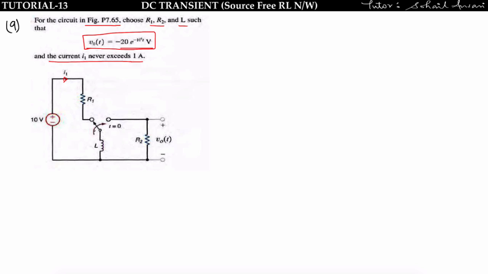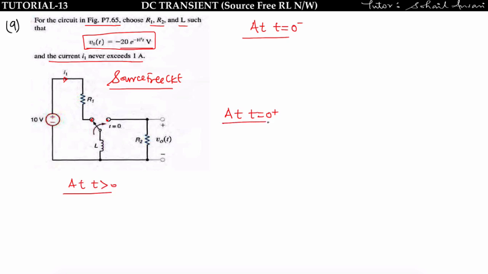So first see whether the network is source free or not. At t equal to 0, I am removing these sources because the switch is moved from this point to this point. So overall the sources have been removed. So this is a source free circuit. Okay. Now what you have to do? You have to draw the circuit at t equal to 0 minus, at t equal to 0 plus, and at t greater than 0. You have to draw these three circuits.